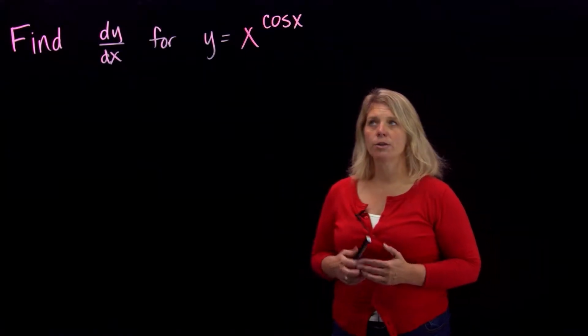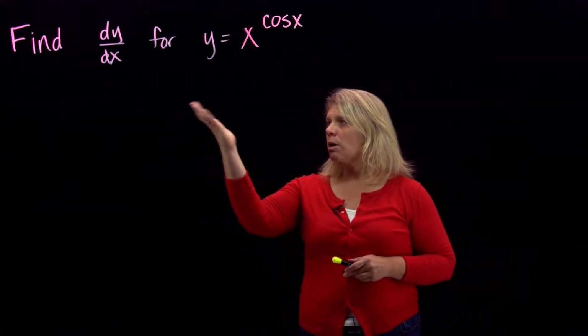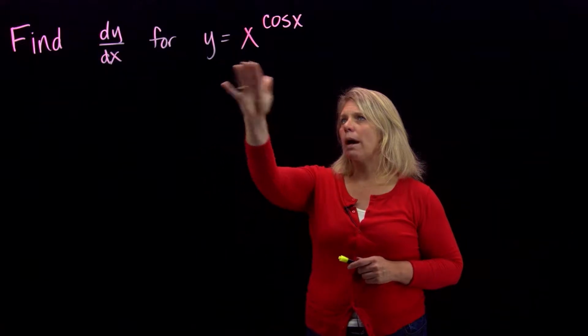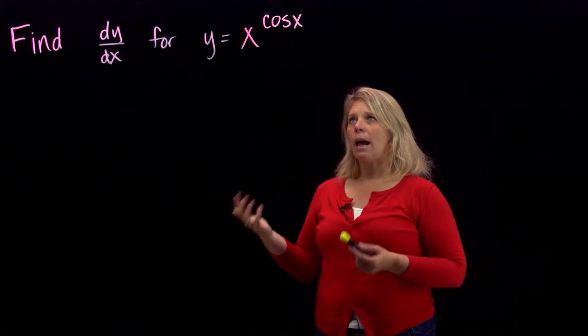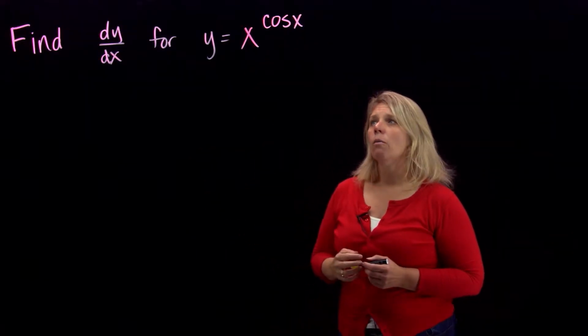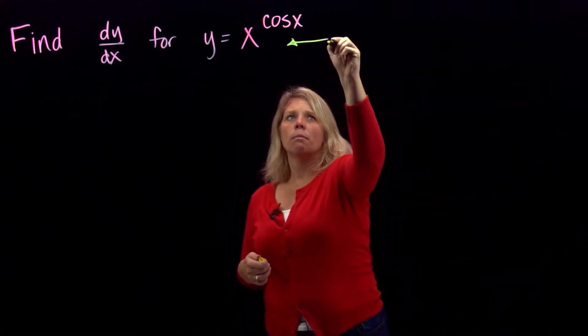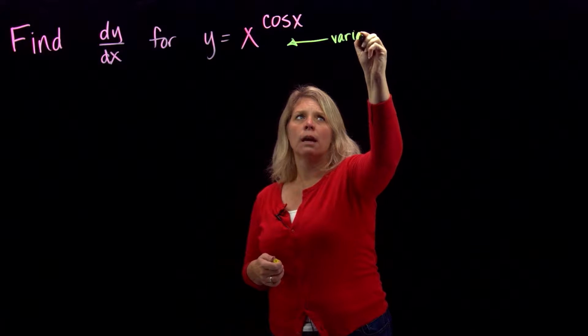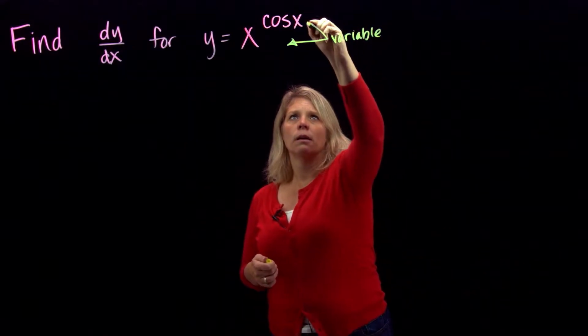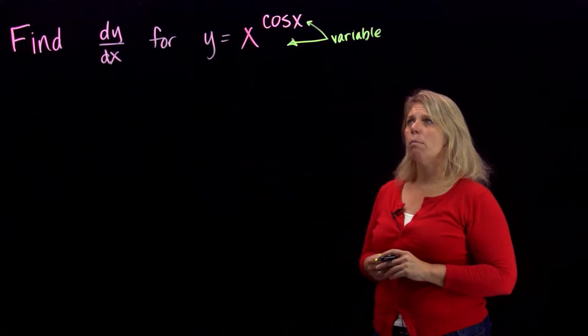All right, we're going to look at another derivative problem here. So we're supposed to find dy/dx for y equals this function of x. And like the last video, one of the important things to notice here is that I have a variable in both the base and the exponent. Right? Variable to a variable power.